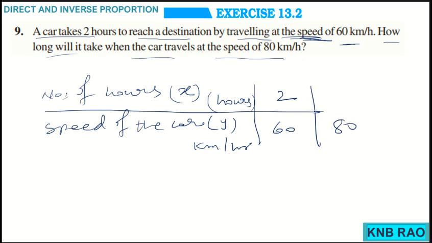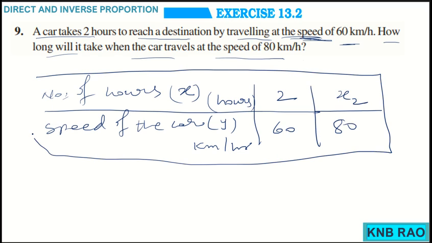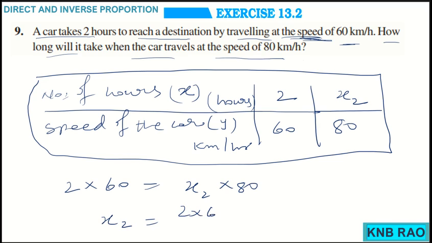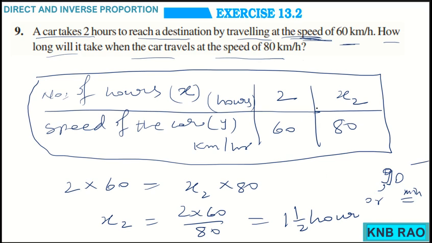If it goes at 80 km per hour, let us say it takes x2 number of hours, and you know number of hours and the speed of the car are inversely proportional. So the product remains same, 2 into 60 is equals to x2 into 80. Therefore, x2 is equals to 2 into 60 upon 80. On cancellation, it gives you 1.5 hour, or I say 90 minutes. 90 minutes is also correct. So you write the conclusion. Coming to the question number 10.